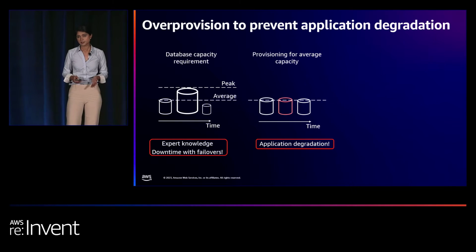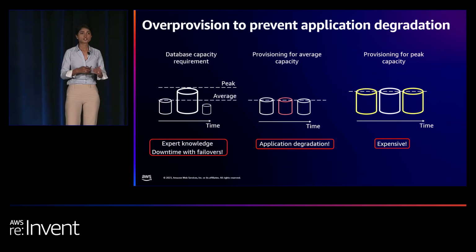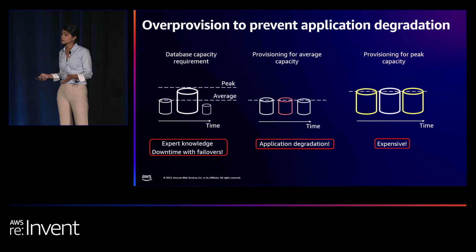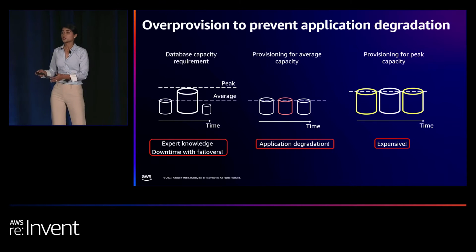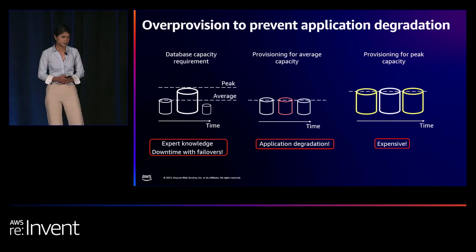So that's not ideal. So one thing you can do is just provision for peak capacity. So whenever you need those resources, you have them. But again, this is an expensive solution because most of the time, you're not using those resources, but you continue to pay for that. So none of these scenarios are ideal.